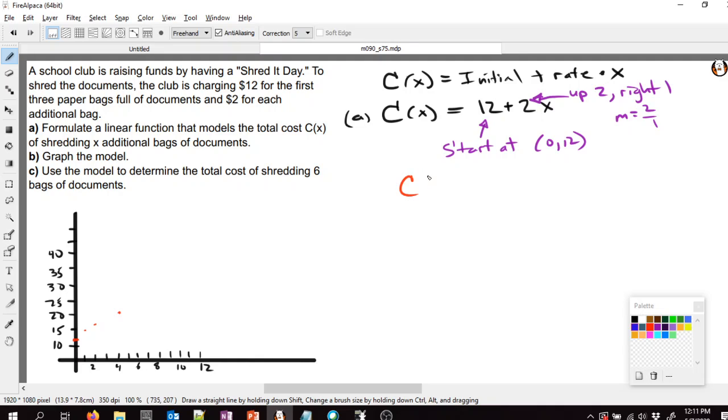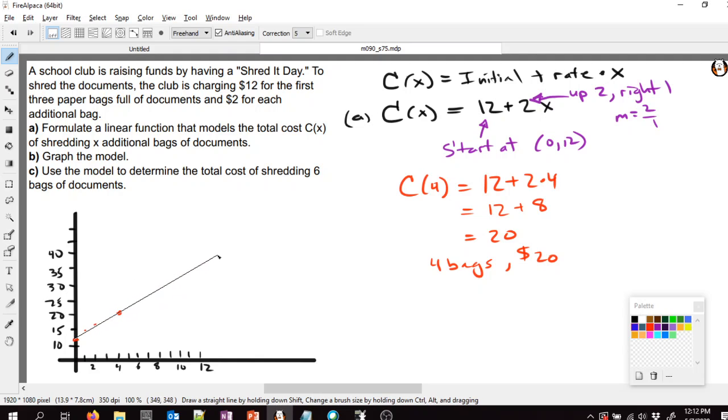If I do C of 4, that's 12 plus 2 times 4. That's 12 plus 8. That's 20. 4 bags, 20 bucks. That's that point right there. Okay, so now I'm going to connect them with a line. There we go. There's my model.